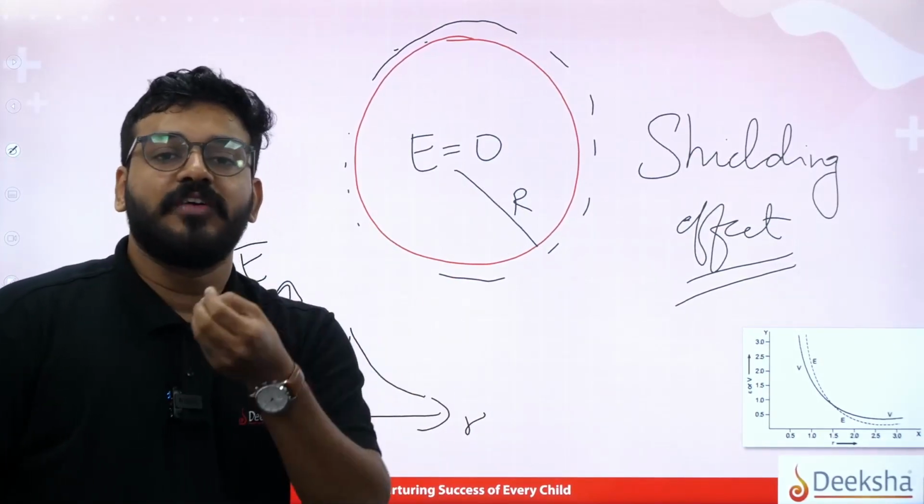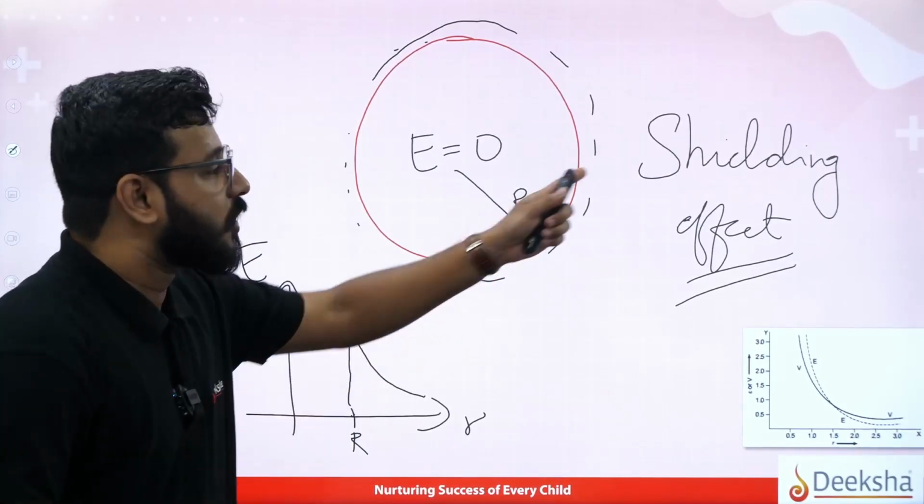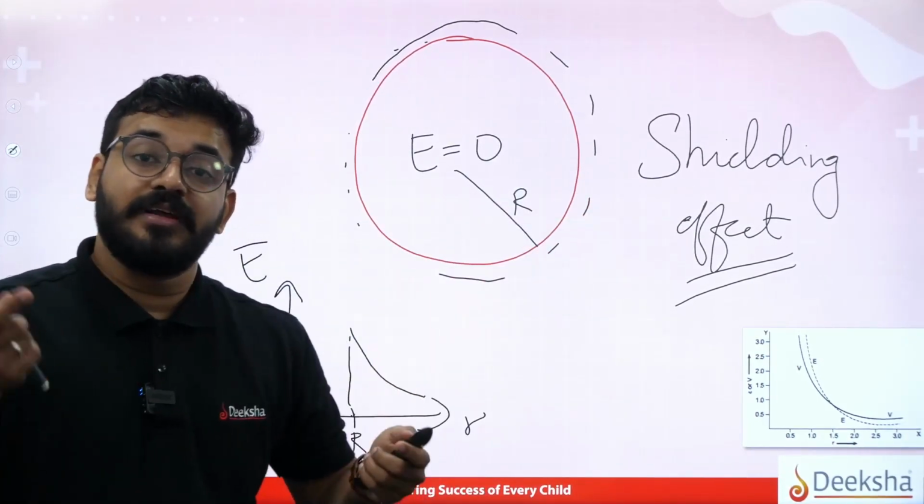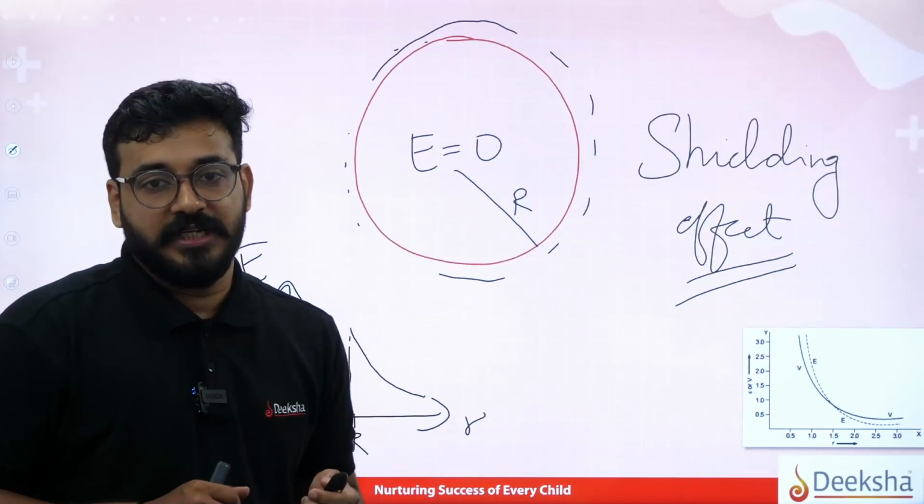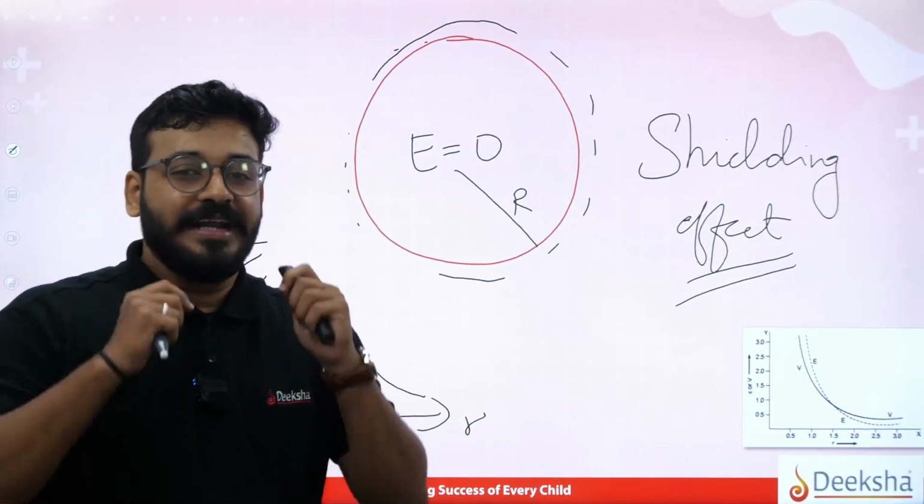Cavity, the electric field is 0. Okay, and this is called shielding effect. Very very important even with respect to the real life application. Okay, so we have completed 9 tips and tricks.